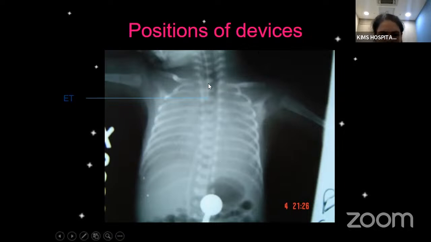One can start counting the thoracic vertebrae by identifying the first posterior rib. The first posterior rib that you can visualize here is usually connected to the T1 thoracic vertebra. So this is T1, T2, and this is T3. This ET tube is lying exactly at the middle of the T3 vertebra. Likewise, this is the umbilical venous catheter, and this baby also has an umbilical arterial catheter.